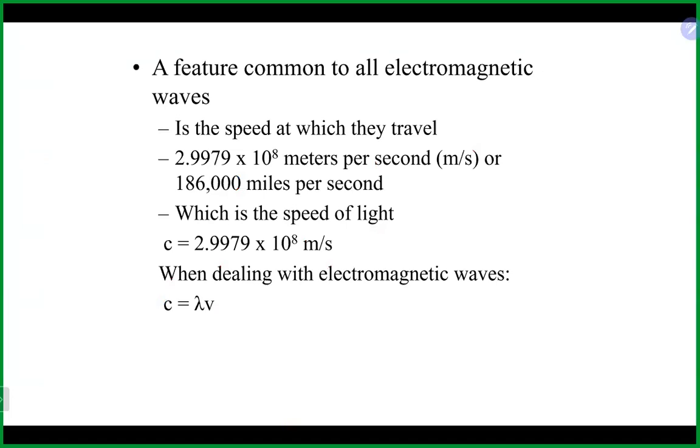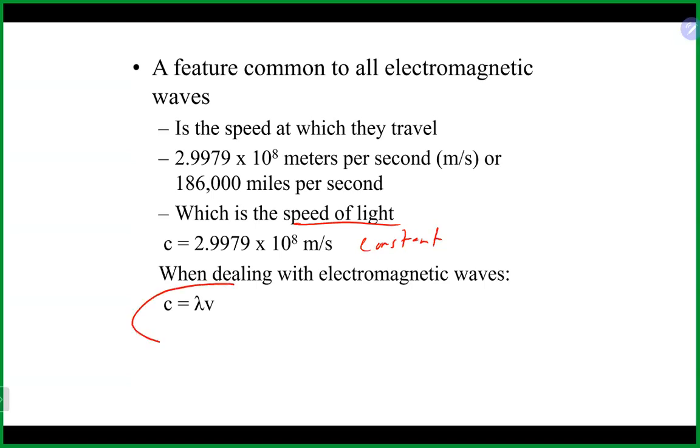So other common features of electromagnetic radiation is the speed at which they travel. I personally go with 3 times 10 to the 8, but they would like you to learn this number, which I'm not quite sure how big of a difference it is, but it is 2.9979 times 10 to the 8 meters per second. That is the speed of light. That's about 186,000 miles per second. And c, which is our speed of light, is a constant. So you always have that number available to you.